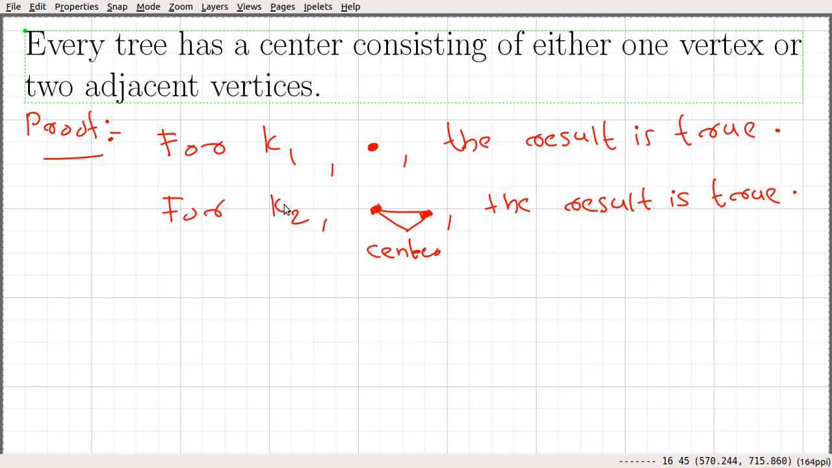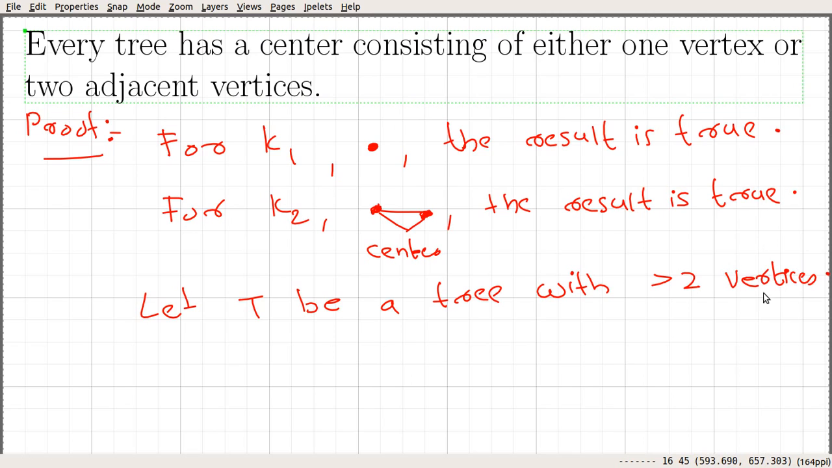So let's go and prove for K greater than or equal to 2. Let T be a tree with greater than or equal to 2 vertices. Since we are dealing with a tree with at least 2 vertices, we already proved that it has at least 2 pendant vertices.